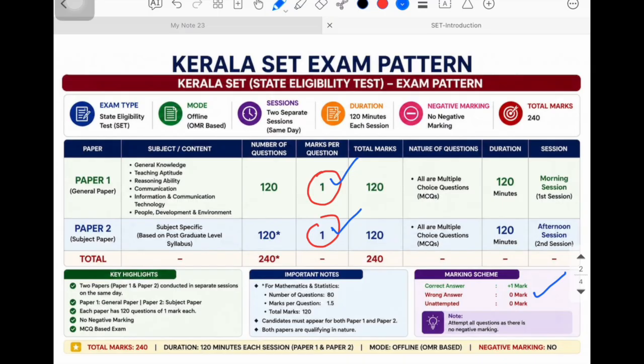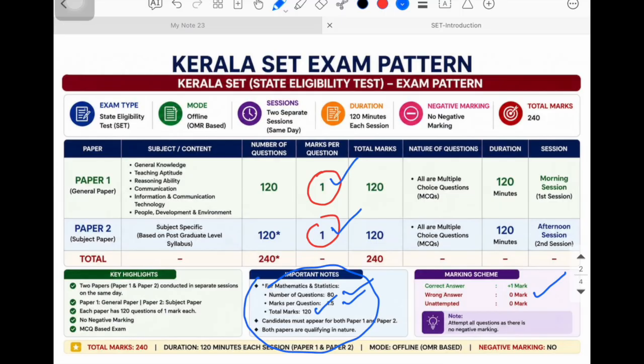Okay, and here this is the general pattern, but for mathematics and statistics the question pattern is a little bit different. The number of questions is 80 and the marks per question is 1.5, total 120 marks. For other subjects it is 240. Okay, and attending both paper 1 and paper 2 is compulsory in all states.